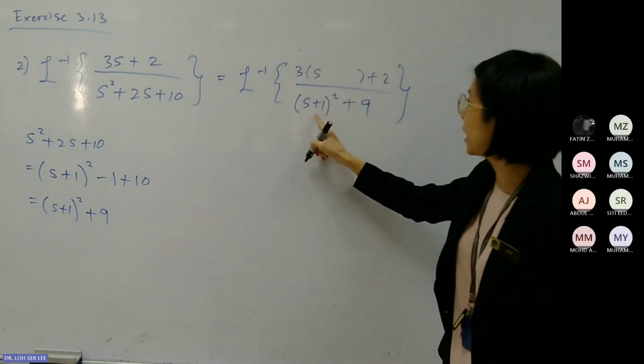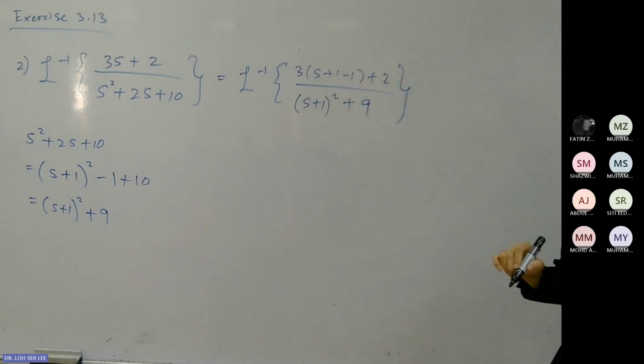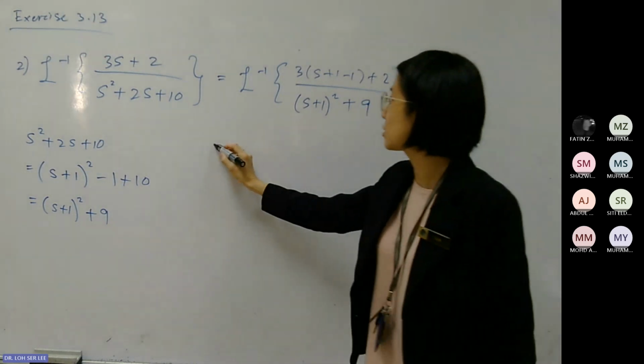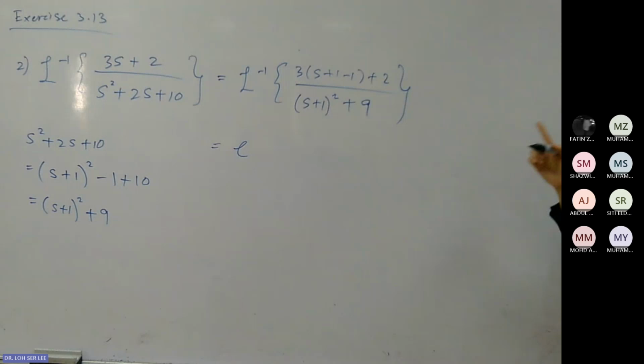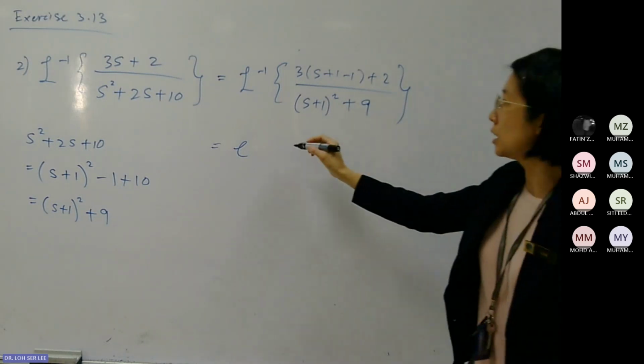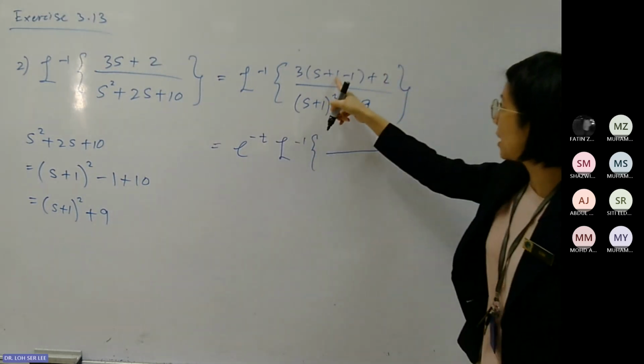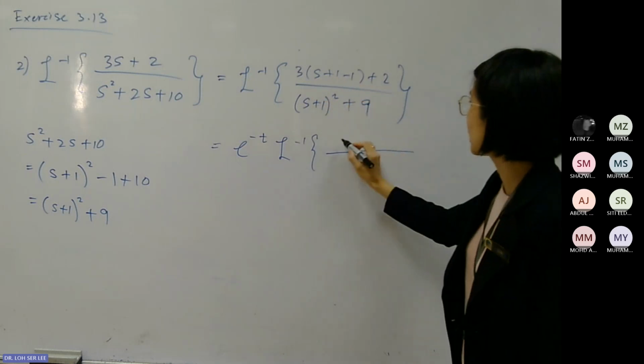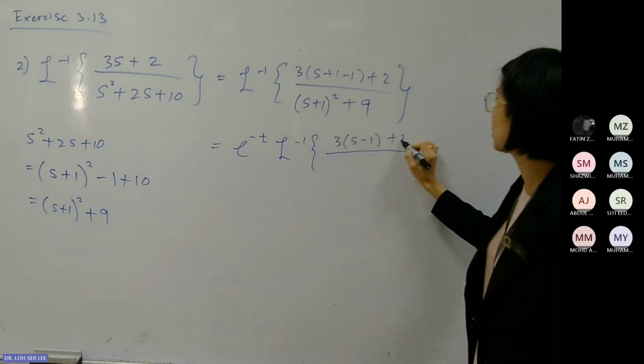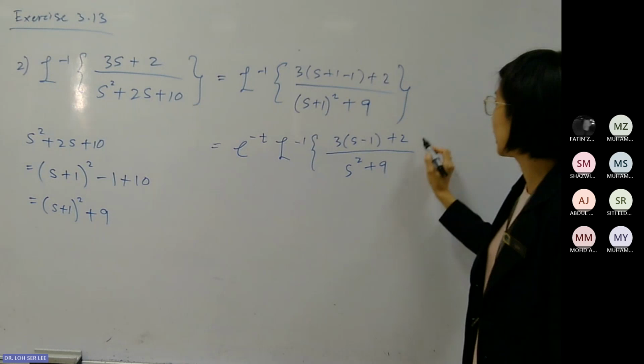So for the s, we have to create the plus 1, but of course, we don't change the question. Plus 1 minus 1. Then now we can take out the plus 1. After you take out the plus 1, you get an e to the negative t. So once you take out the plus 1, you have 3s minus 1 plus 2, over s squared plus 9.